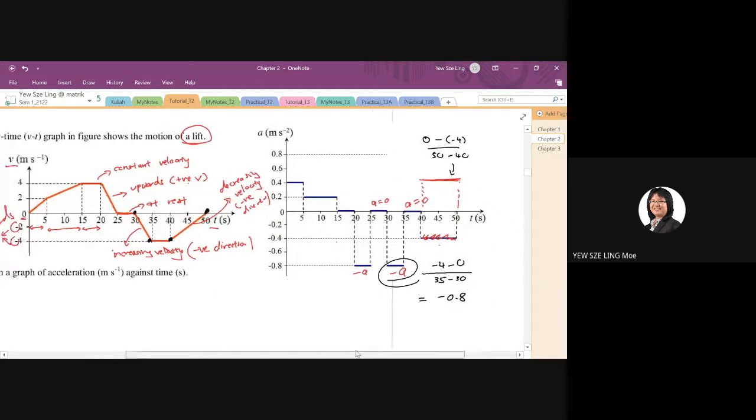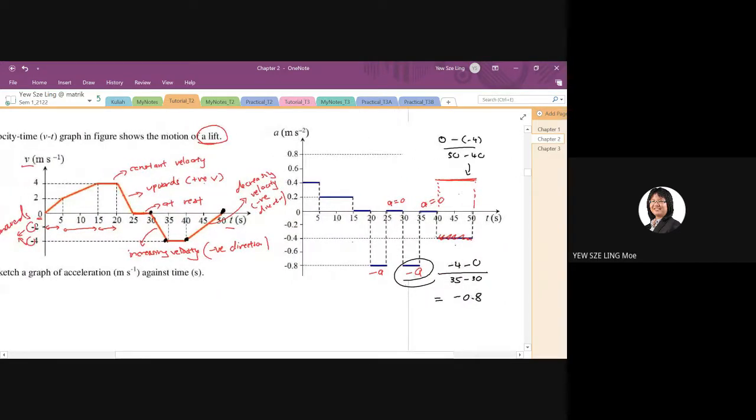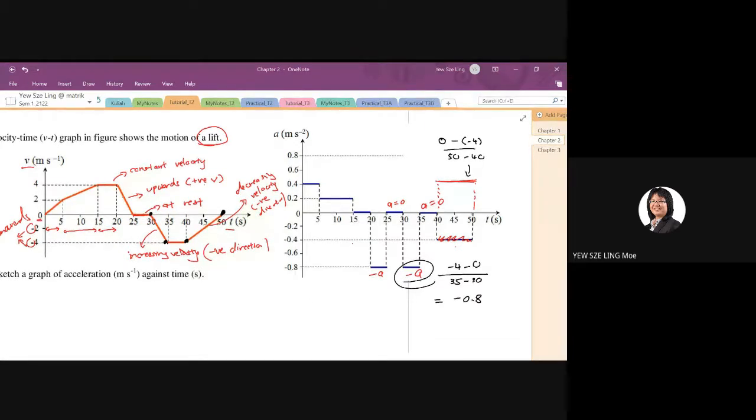So I give you 1 minute to correct your graph if you got it wrong, and also to write down how you obtain the positive and the negative sign. I gave you 2 examples; the rest you try to complete. If you have any questions, you may ask before I proceed to the next part. So this is the first part of this question.